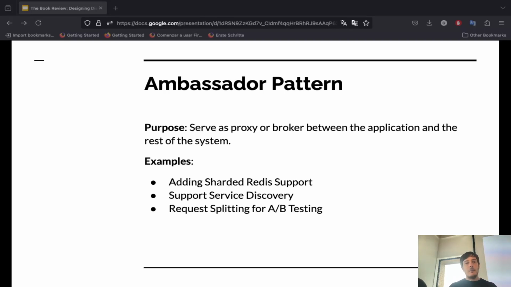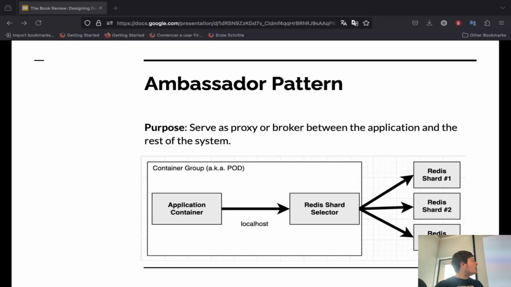Then the application container would contact this container using the same API, and the ambassador would select to which shard the request should be forwarded to. So this is again something that we could implement and deploy there. Or, as the book mentions, and this is where the trade-offs appear.